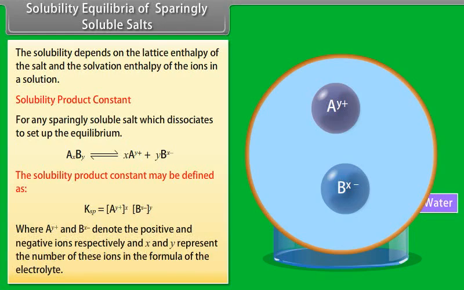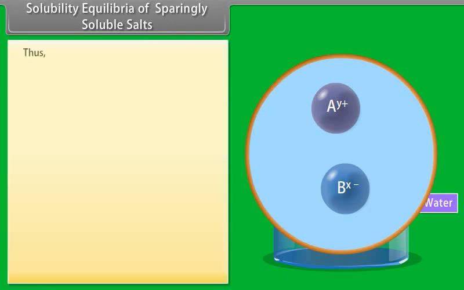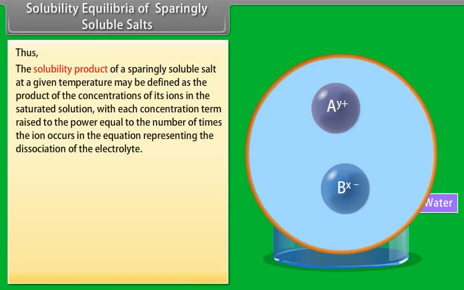where A^y+ and B^x− denote the positive and negative ions respectively, and x and y represent the number of these ions in the formula of the electrolyte. Thus, the solubility product of a sparingly soluble salt at a given temperature may be defined as the product of the concentrations of its ions in the saturated solution, with each concentration term raised to the power equal to the number of times the ion occurs in the equation representing the dissociation of the electrolyte.